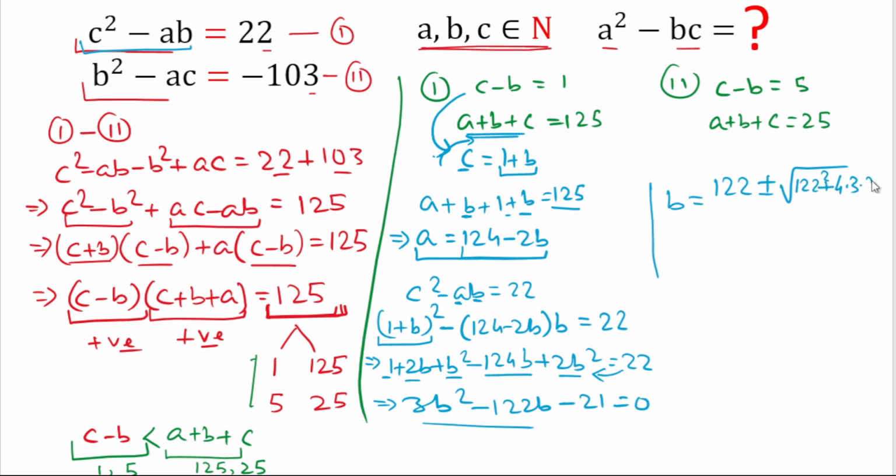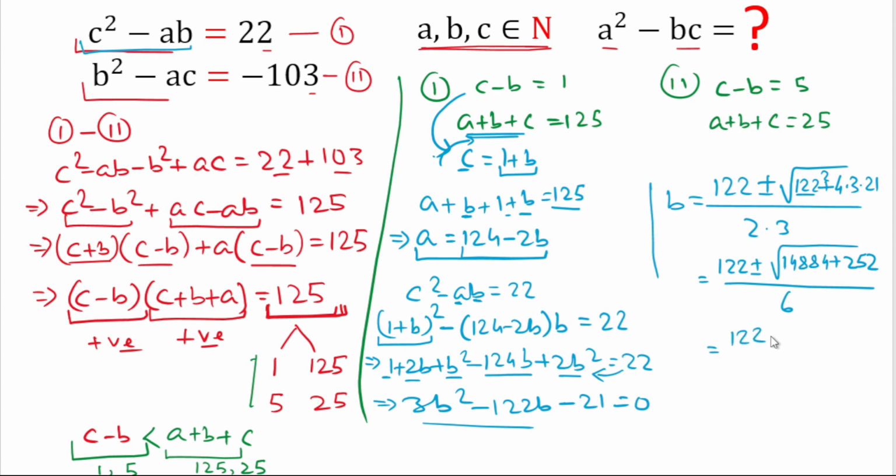2, 8, 2 and 3. So the value of b will be 122 plus minus under root 122 square is 14,884 and plus 4 3s are 12, 12 1s are 12, 2 remaining 1, 12 2s are 24 and 25, and that is divided by 236. So here it is 122 plus minus root under 0.26, 8 and 5 13, 3 remaining 1, 8 and 2 10, 10 and 1 11 remaining 1, 14 and 1 15, that is divided by 6.